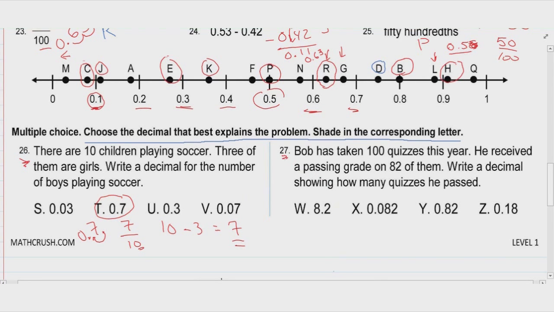Problem number 27. Bob has taken 100 quizzes this year. He received a passing grade on 82 of them. Write a decimal showing how many quizzes he passed. So he got 82 out of 100. So we write 82. The decimal is not in sight, so it must be on the right. We have 2 zeros, so we just move the decimal 2 spaces to the left, and we get 0.82. And 0.82 would be Y.